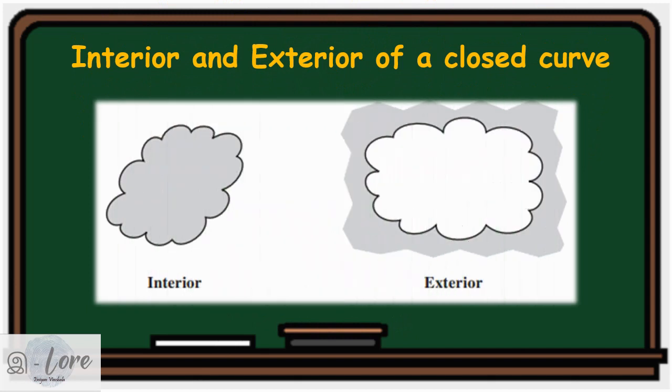The first figure shows a closed curve with the interior part shaded. The second figure shows the same closed curve but with the exterior part shaded. Points that lie on the curve are neither interior nor exterior; they are called points on the figure. So every figure has an interior side and an exterior side.